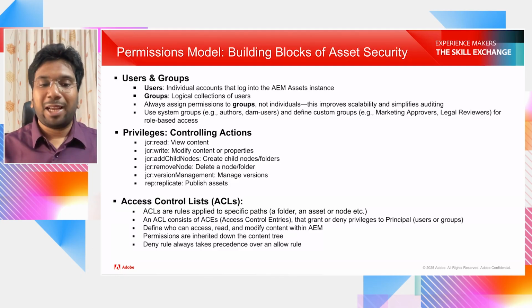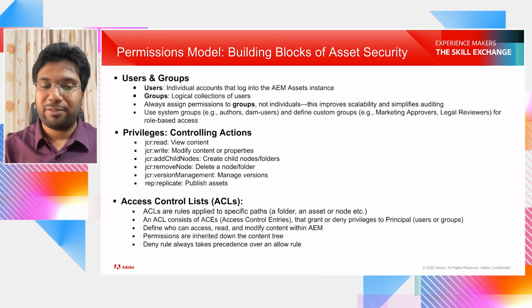Now, most important, access control lists are the permissions which are provided. So what are they? They are rules which are specified for a specific path. That path can be either a folder or an asset itself. Internally, they contain access control entries which grant or deny privileges to users or groups. What they can access, read or write is decided by ACEs, that is access control entries, which are part of our ACLs. A few points to note: permissions are always inherited down the content tree and the deny rule takes precedence over the allow rule, which we will discuss in the further slides.